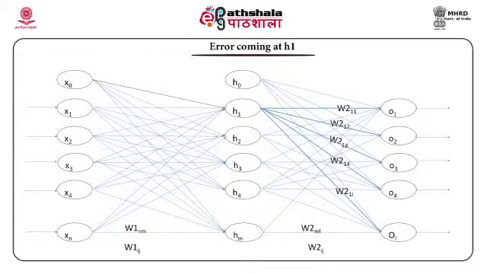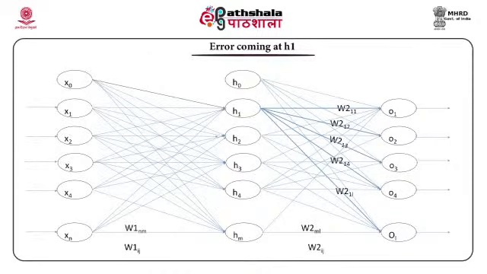You can see that there are 3 layers of the multi-layer network, the XIs, the HIs and the OJs. You can see the connections of H1 with O1 to OL, all of them. And you can see that W2 11, W2 12, W2 13, and all of them are actually calculated.